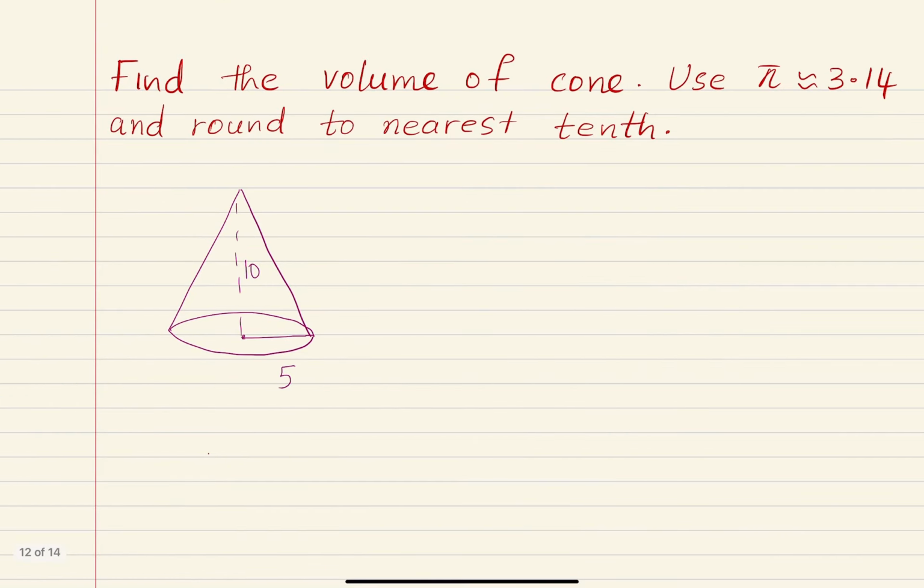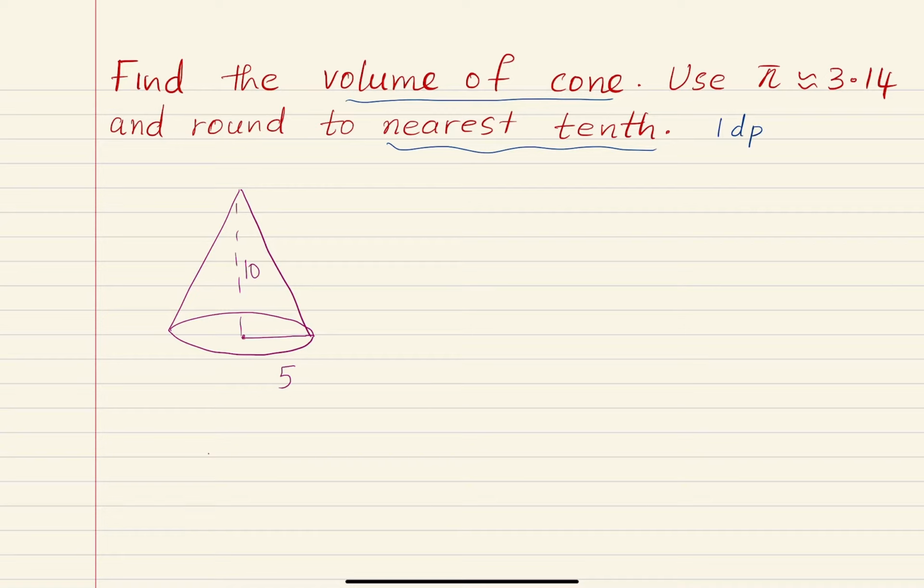Let's see some examples. Find the volume of cone. Use pi is approximately 3.14 and round to the nearest tenth. What do you mean by round to nearest tenth? Which means we need to write the answer in 1 decimal place. This is what it means.